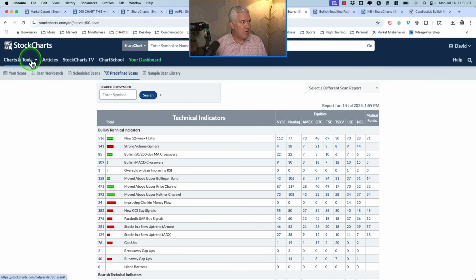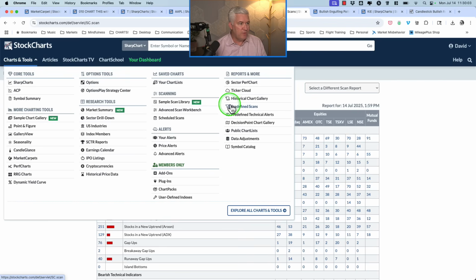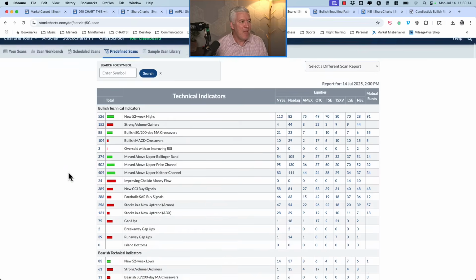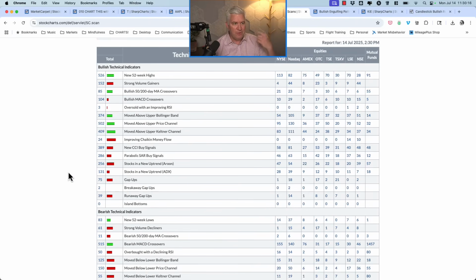So on StockCharts, if you go to Charts and Tools, you'll find this section. Is that predefined scans? I don't think so. I think it's predefined. No, I think it is predefined scans. Yeah, predefined scans. Here we go. We get to this page right here. And this shows you a bunch of different technical indicator-based scans that are pre-programmed.